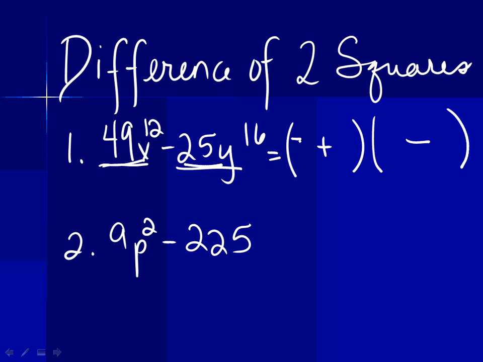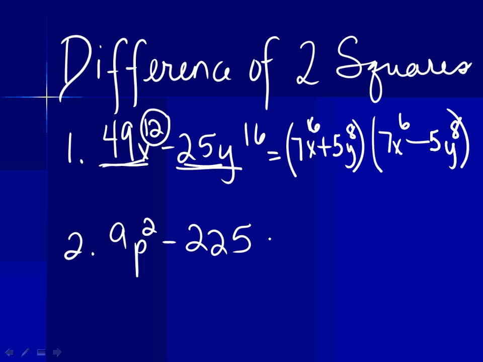49 will be 7 times 7. We're going to take the x to the 12th and put half of them at the front, 6, and half of them at the back. Then I'm going to take the 25, it'll be 5 times 5, and then y to the 16th is going to be y to the 8th. Since it's an exponent, you always take half of it.